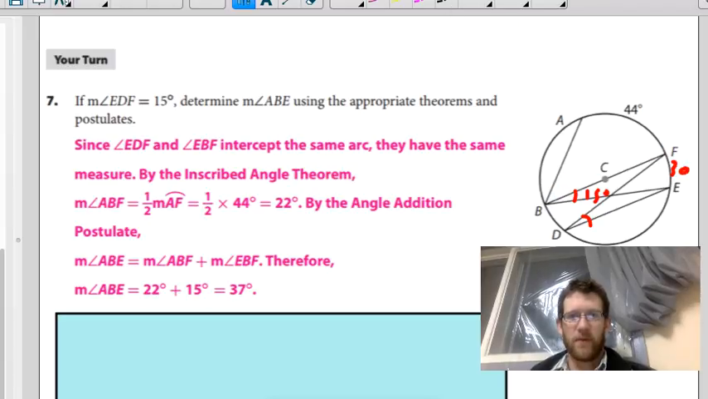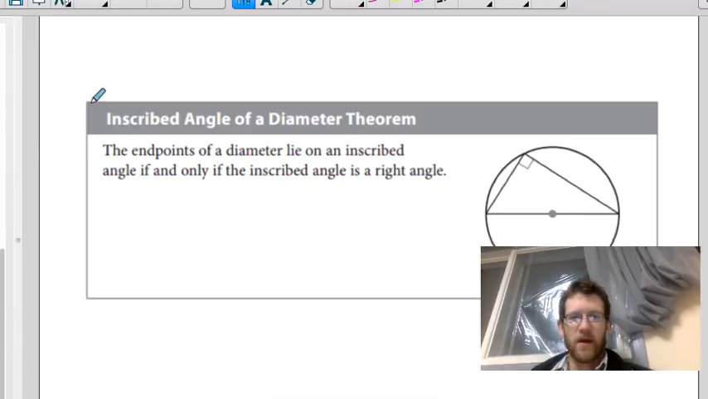ABF, well, the arc that it makes, the inscribed arc here, is given. And I know that that's 44 degrees. So this angle here is not 44 degrees. This angle is half that, so that's 22 degrees. And so I just have 22 plus 15, which is 37. So give yourself a pat on the back if you're able to get that.